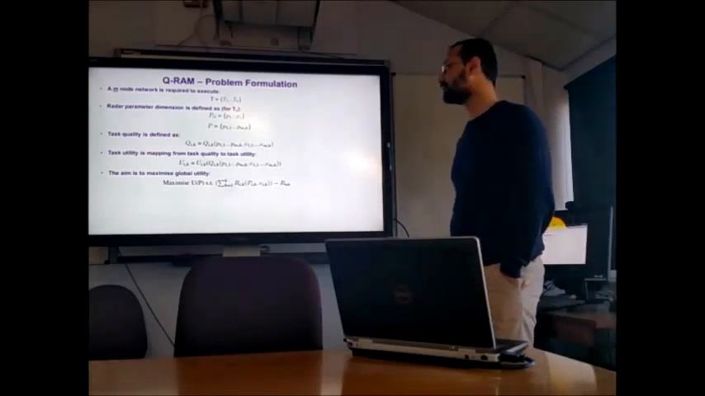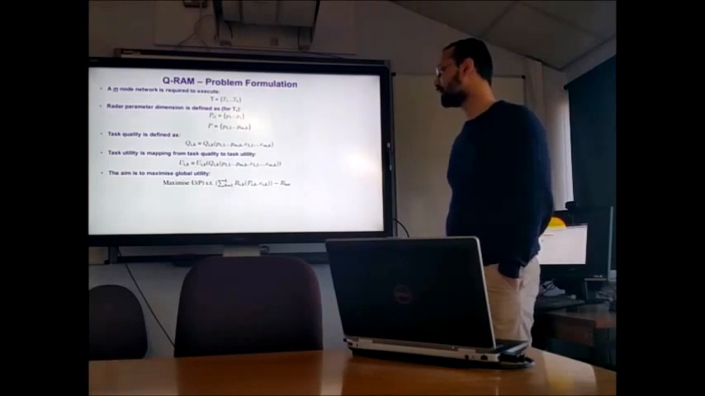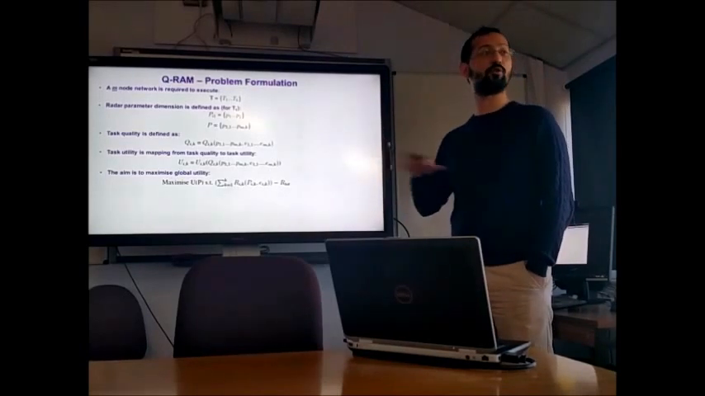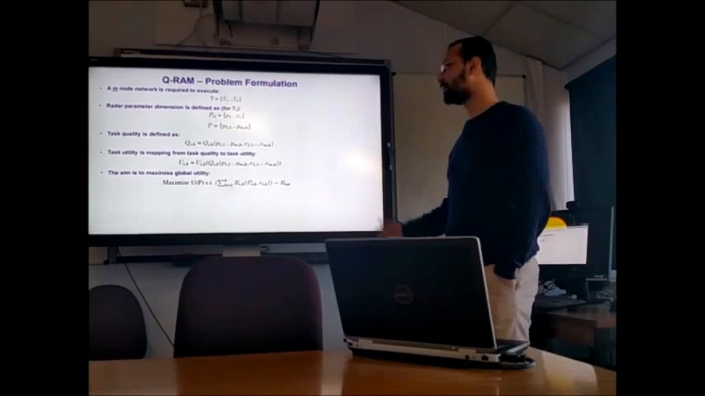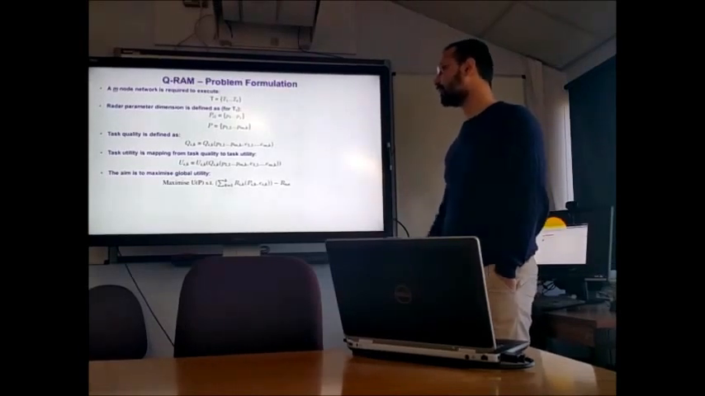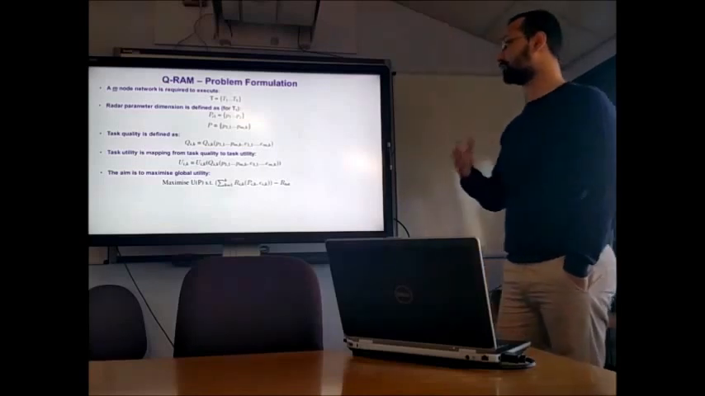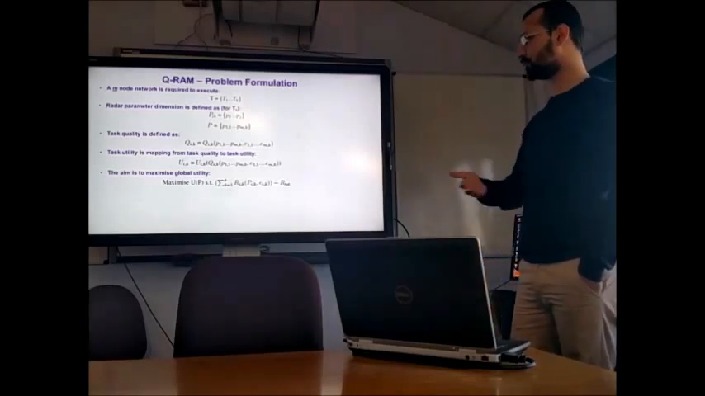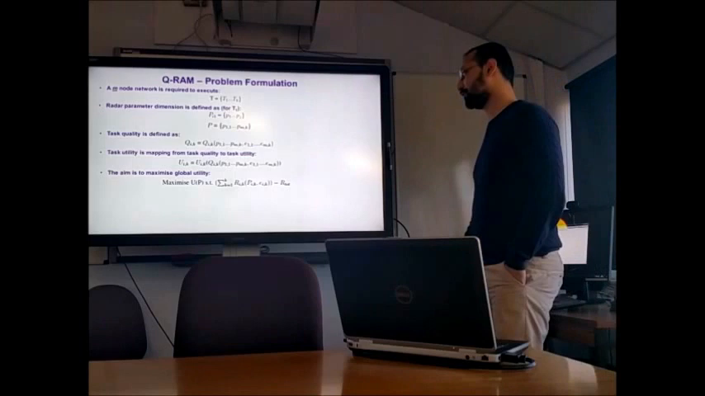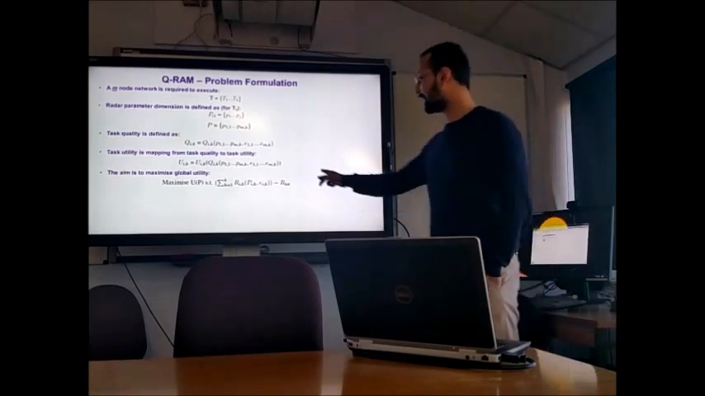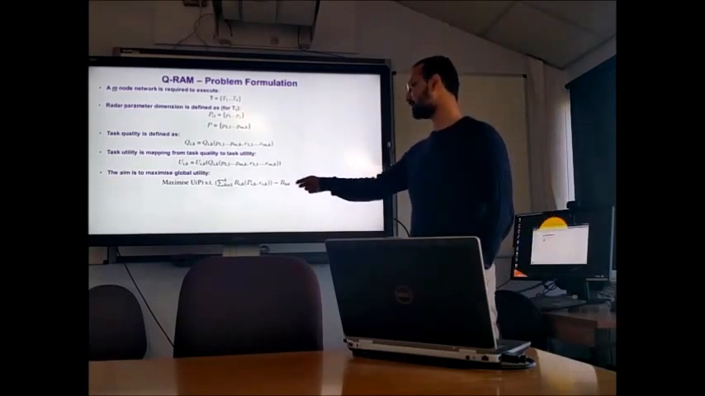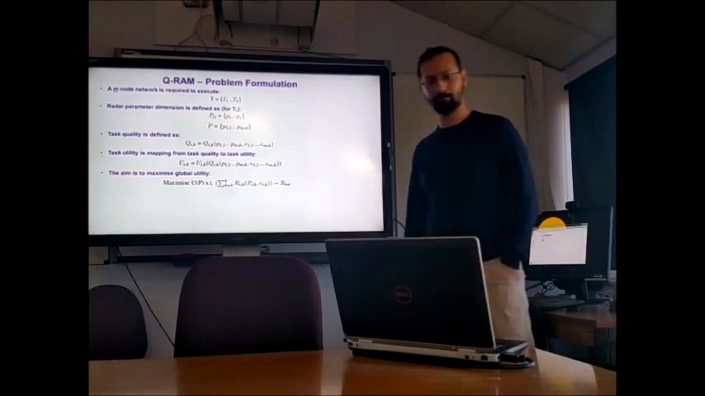The task utility is mapping from task quality to task utility, which again converts it into a normalized performance measure. And our aim is to maximize the global utility defined by U, subject to the resource constraint that the resource that we consume, or the radar consumes, has to be less than the total amount of resource available. I am missing an inequality sign here. This should be less than or equal to 0.